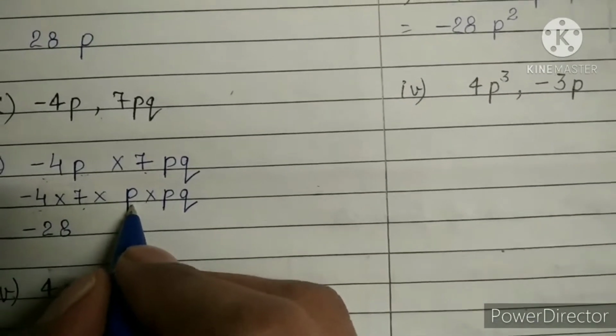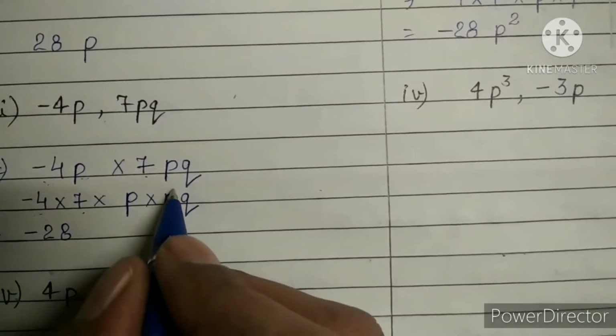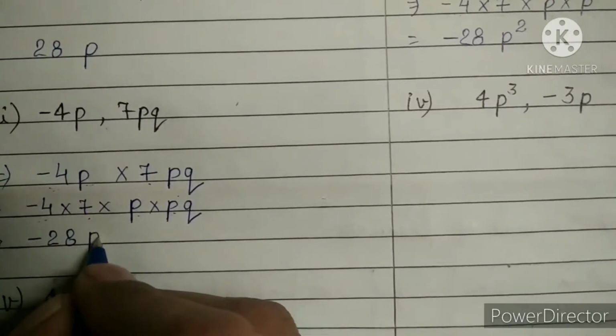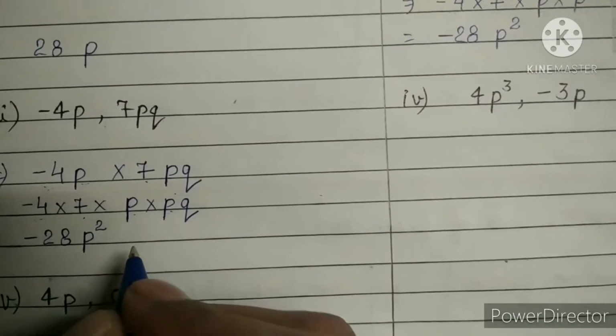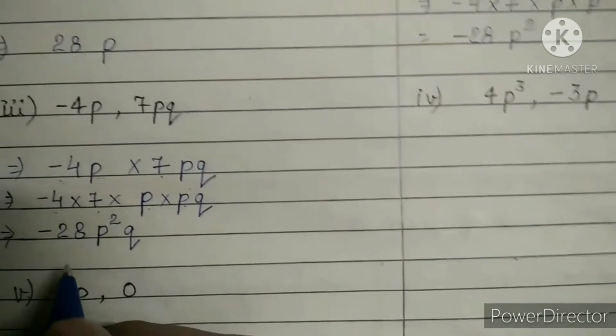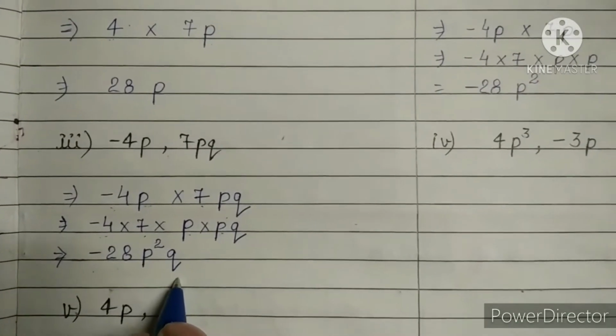Here we have p multiplied by p. p is to the power 1, p is to the power 1. The base is the same, so their powers will add. So p is to the power 2 and q will remain as it is. So the third one's answer is minus 28 p square q.